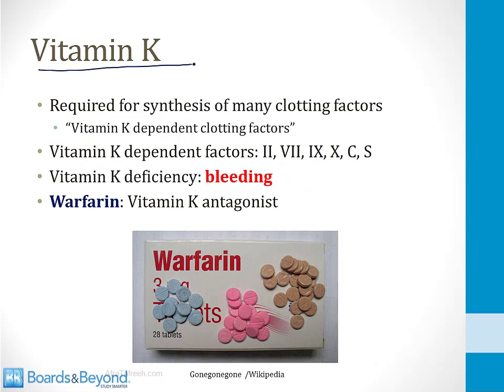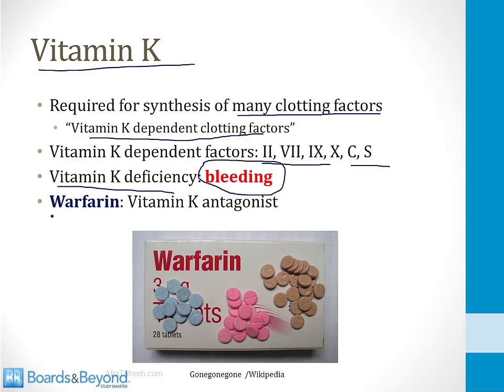The first has to do with vitamin K. Vitamin K is required for the synthesis of many of the coagulation factors. They are called vitamin K dependent clotting factors. These include factors 2, 7, 9, 10, and protein C and protein S. Patients who are deficient in vitamin K can develop bleeding, and the mechanism of warfarin's effect as an anticoagulant is to antagonize vitamin K. And I talk about this in more detail in some of the other modules.